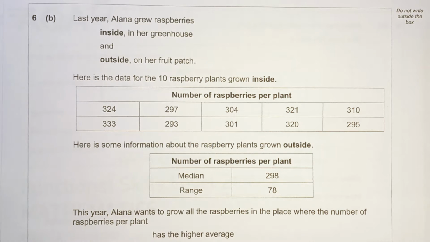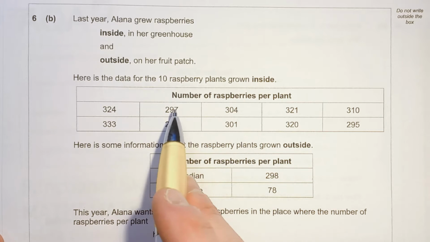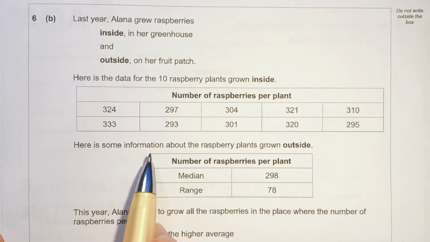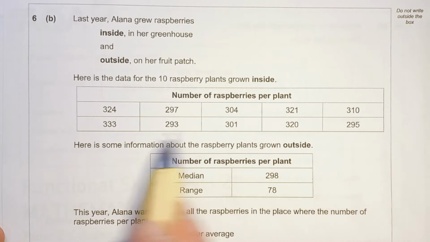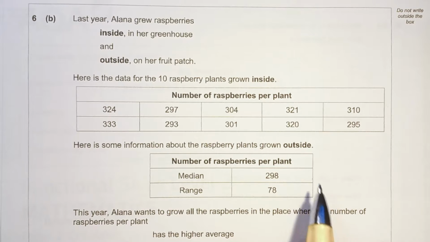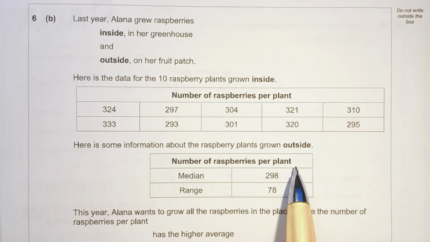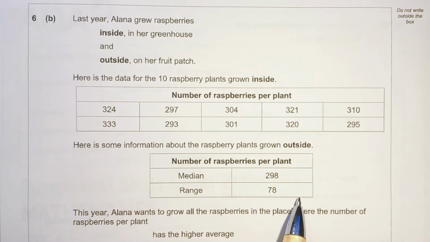(6b). Last year, Alana grew raspberries inside in her greenhouse and outside on her fruit patch. Here is the data for the 10 raspberry plants grown inside. So these are the number of raspberries per plant. Gosh, did quite well. We've got 324 on this plant, 297 on this one, and so on. Here is some information about the raspberry plants grown outside. Now we've got the number of raspberries per plant. They don't tell us how many plants, but we're told the median is 298 and the range is 78.